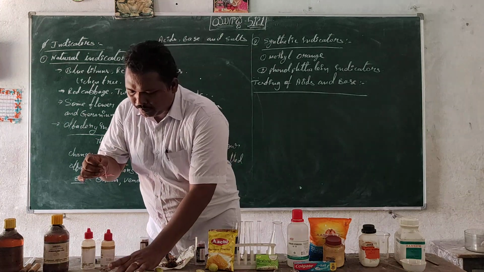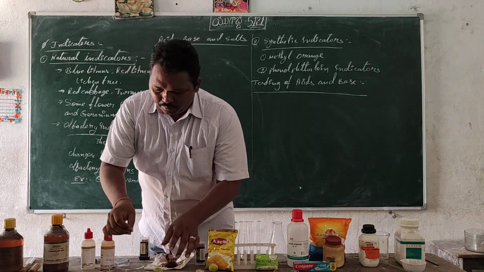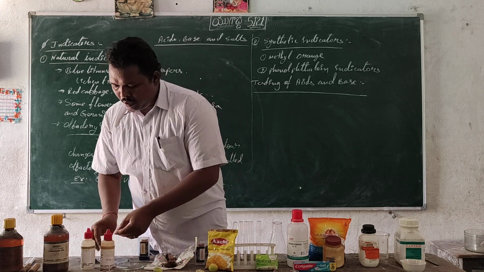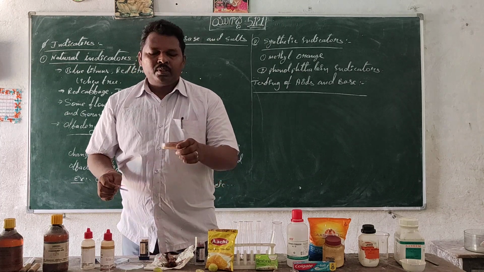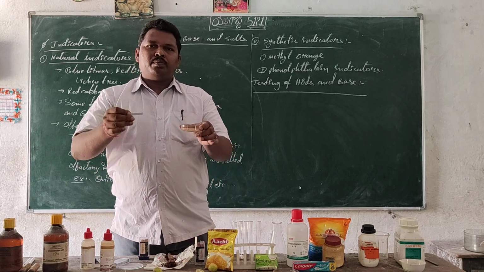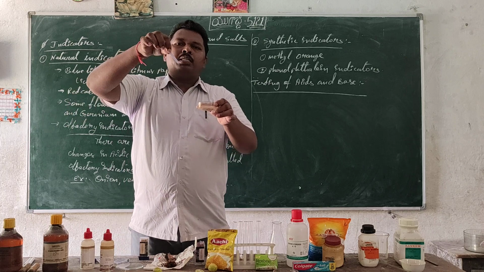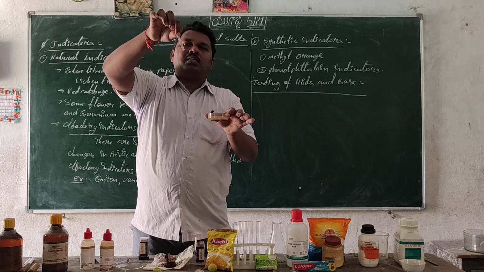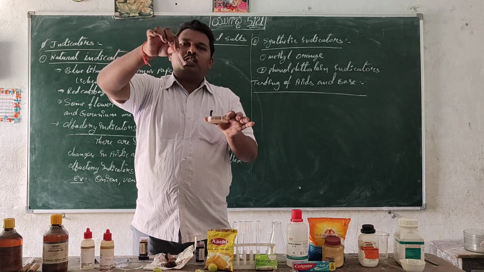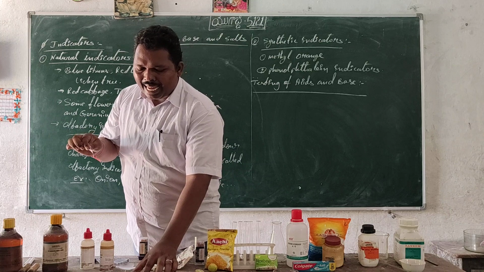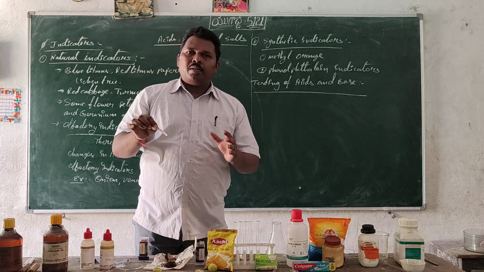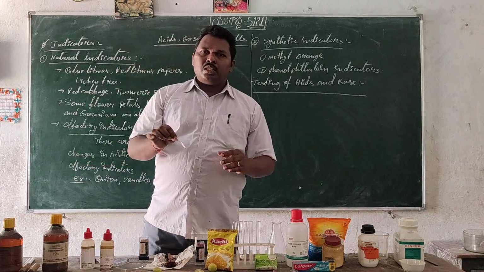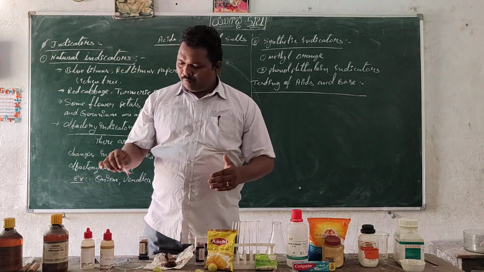As the same, with blue litmus paper we take another solution, tamarind juice. We put the blue litmus paper into the solution. So what is its color? The blue litmus changed to red. So that means with acids, blue litmus paper turns to red. That statement means acid is sour to taste and turns blue litmus to red.